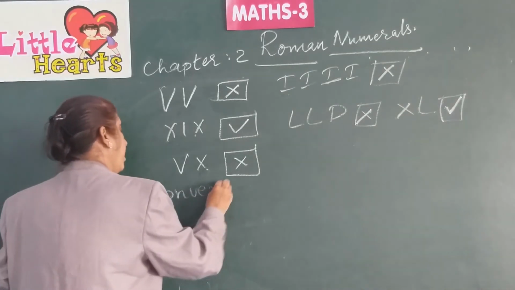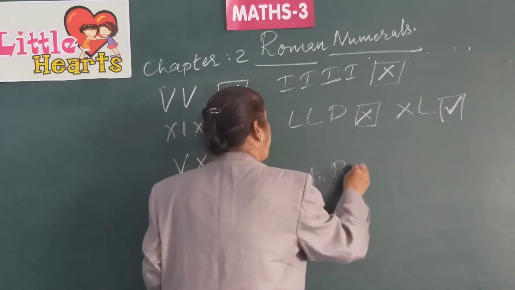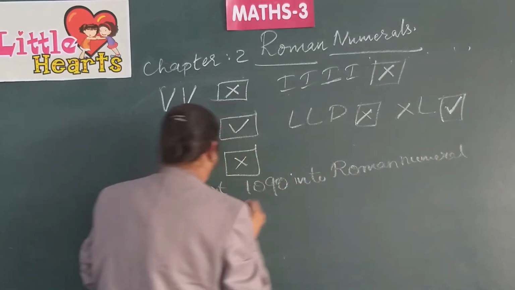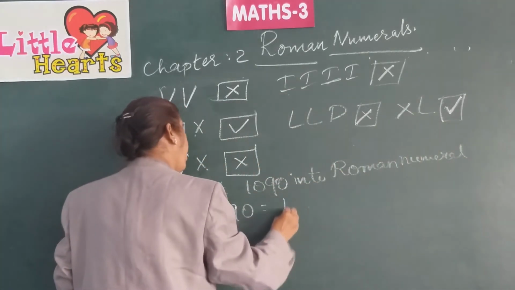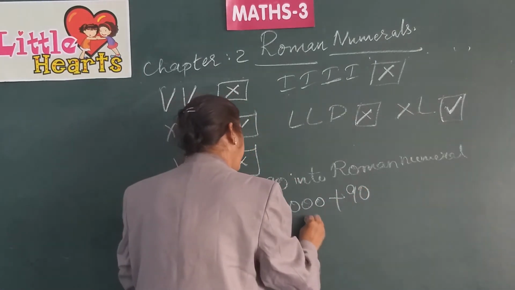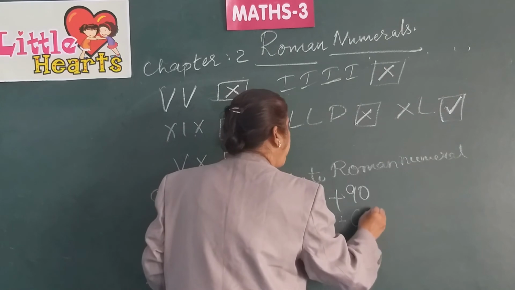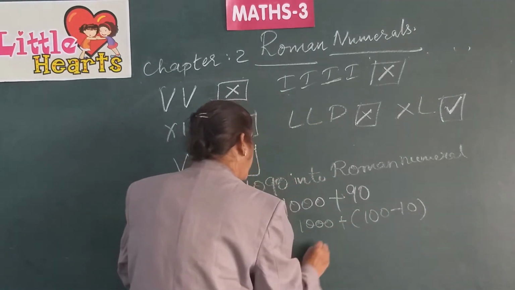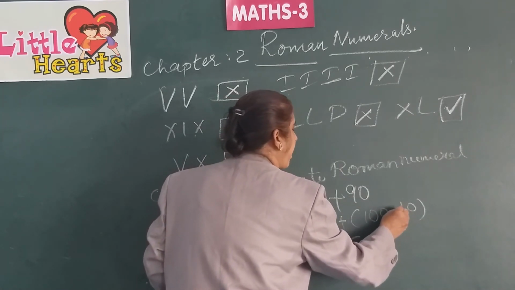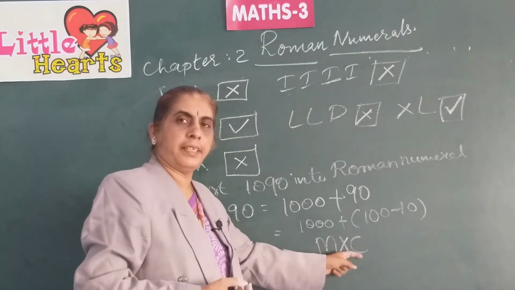Put 1090 into Roman numerals. 1090 equals 1000 plus 90. 1000 is M. 90 can be written as 100 minus 10. C is 100. As 10 is subtracted, it should be written to the left of 100, that is XC.